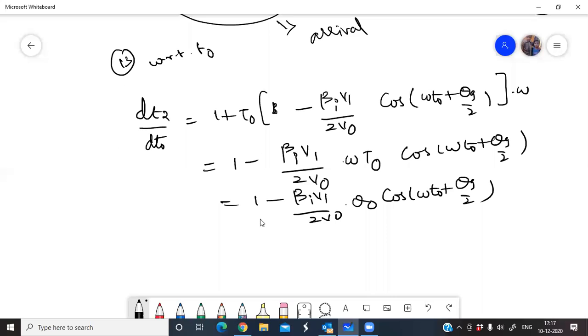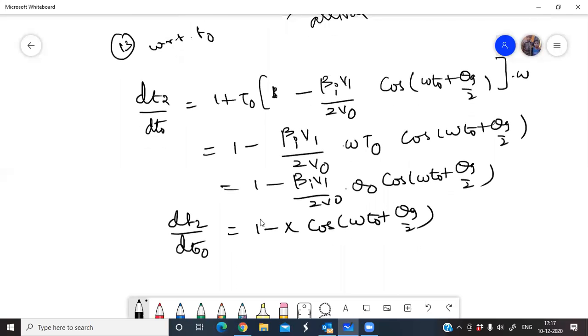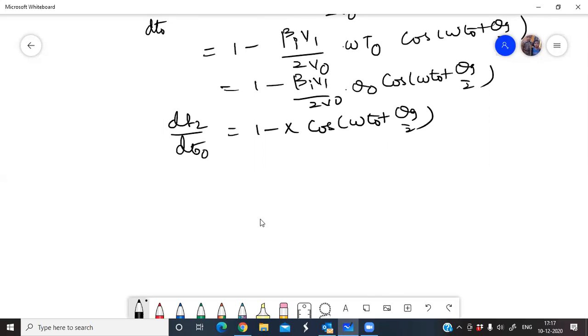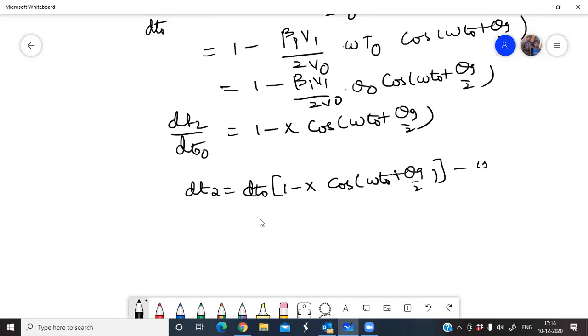So finally, in place of beta I v1 by 2 v naught you can write into T naught, you can write x. So 1 minus x cos omega T naught plus theta z by 2. So this is dt2 by dt naught equals 1 minus x cos omega T naught plus theta g by 2, and from this dt2 equals dt naught 1 minus x cos of omega T naught plus theta z by 2. So this is equation number 15.